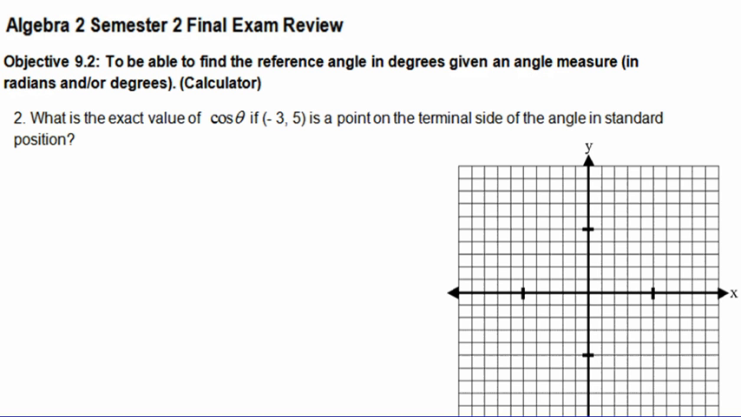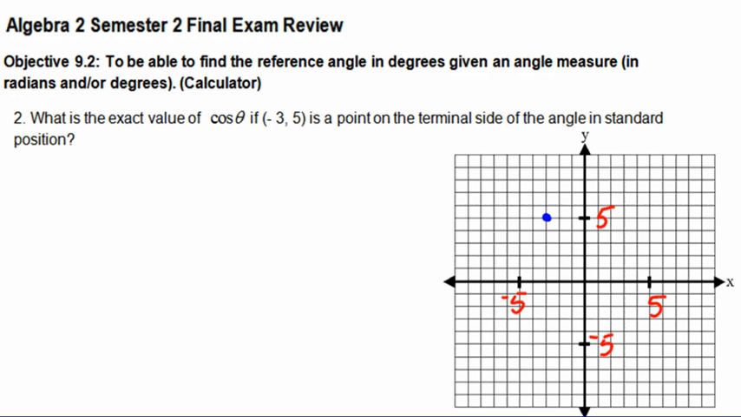In order to do this problem, first of all, we have to plot our point on the terminal side of the angle, negative 3, 5. So we're going to put a scale on our graph, and counting by 1 would accomplish that, and we can plot our point of negative 3, 5. Now remember, the terminal side of the angle is always coming from the origin to that point. So we're going to draw that terminal side.